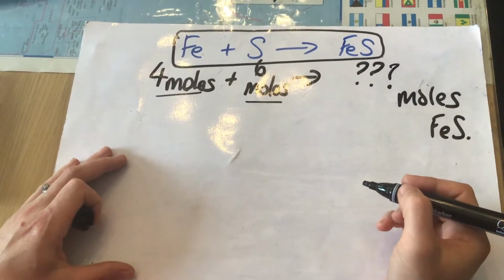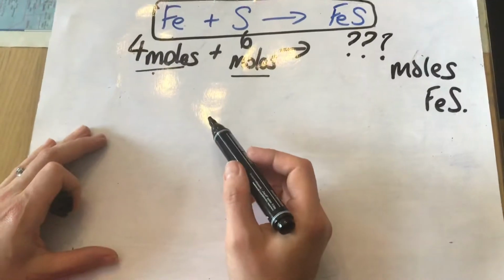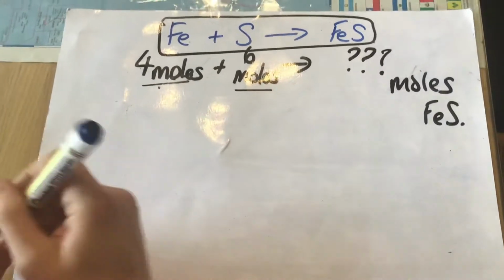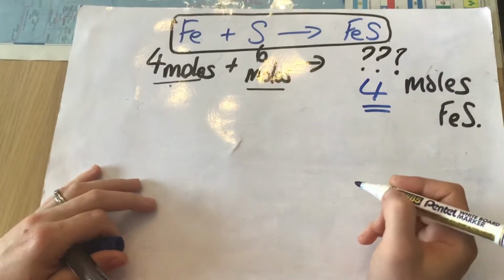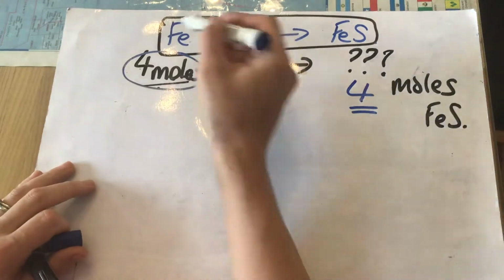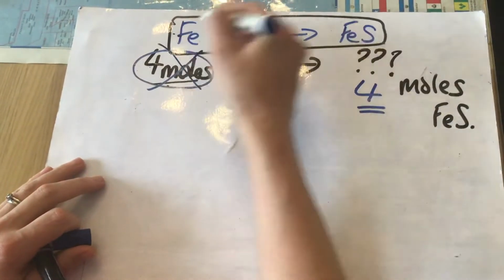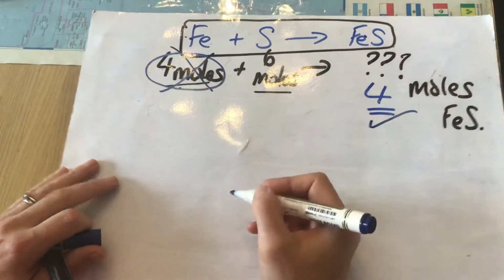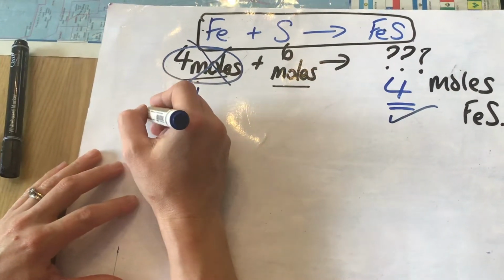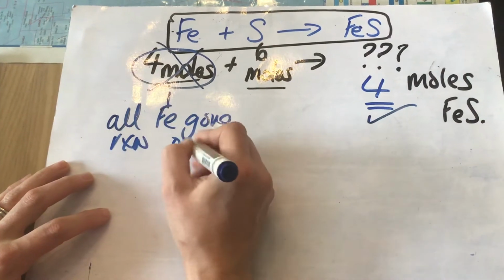So you need to think about that for a second. Okay, so 4 moles of iron, 6 moles of sulfur. What was the maximum number of moles of iron sulfide that we'd be able to make? Well, 4 moles of iron sulfide, because look, you only have 4 moles of iron. The ratio is 1:1, so when 4 moles of iron reacts, you're going to have 4 moles of iron sulfide made. Once all of the iron is gone, your reaction is over.